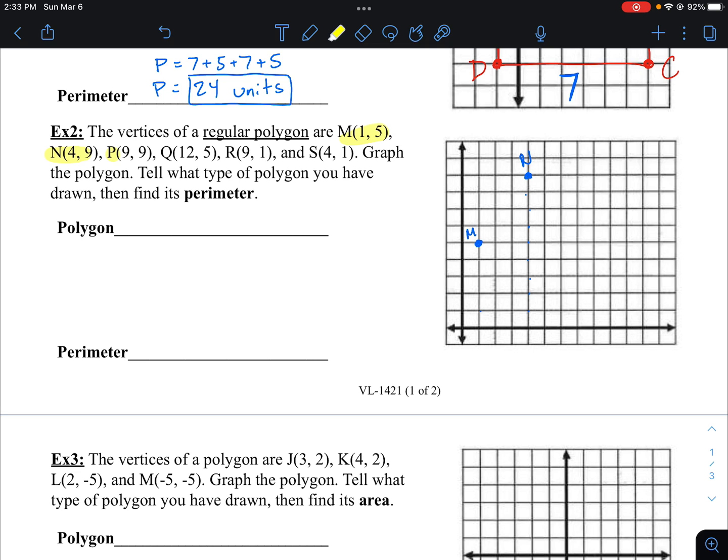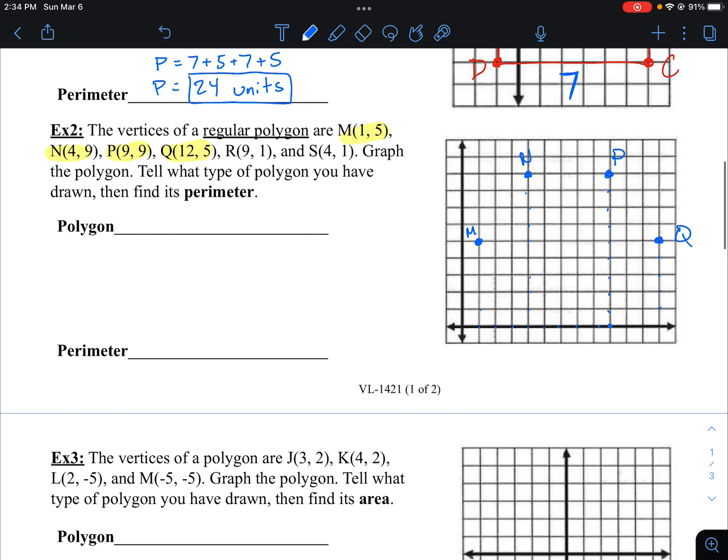And then P: 9 and 9. So 1, 2, 3, 4, 5, 6, 7, 8, 9. And 9 up. 1, 2, 3, 4, 5, 6, 7, 8, 9, and that is P. And then we have 12 and 5. My goodness, that's 9 right here. 10, 11, 12, so 3 more. And then 12 and 5. 1, 2, 3, 4, 5. And that's Q.